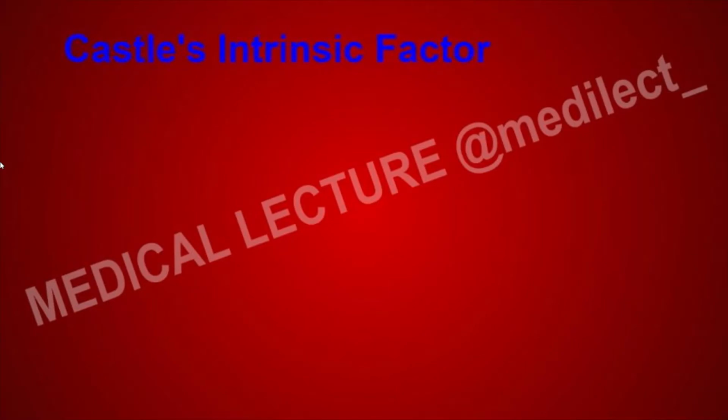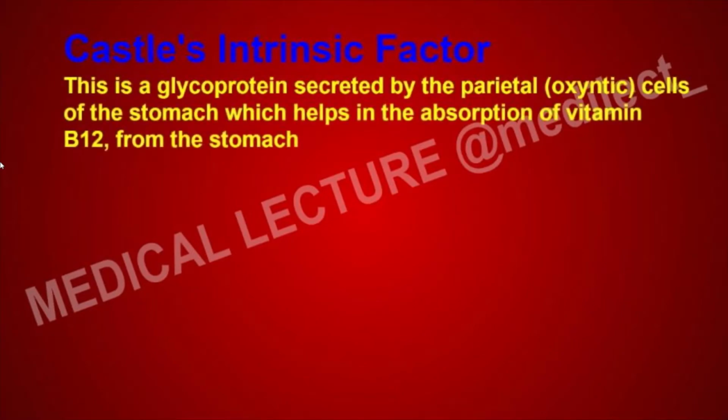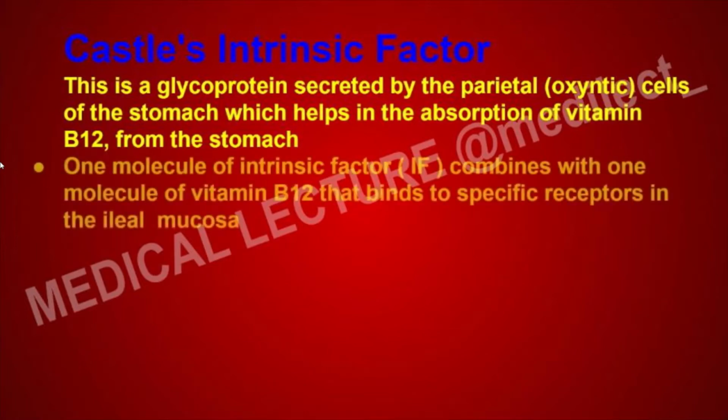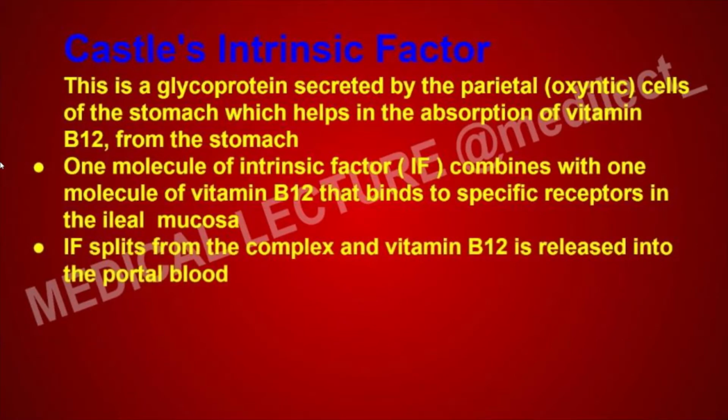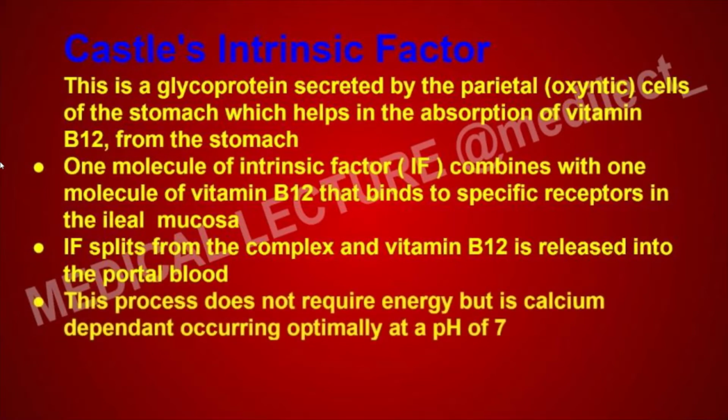Now next is the Castle's intrinsic factor. This is a glycoprotein secreted by the parietal cells of the stomach, which helps in the absorption of vitamin B12, right? Now one molecule of intrinsic factor combines with one molecule of vitamin B12 that binds to specific receptors in the ileal mucosa, and the intrinsic factor splits from the complex and vitamin B12 is released into the portal blood. This process does not require energy, but it is calcium dependent, occurring optimally at an optimal pH.